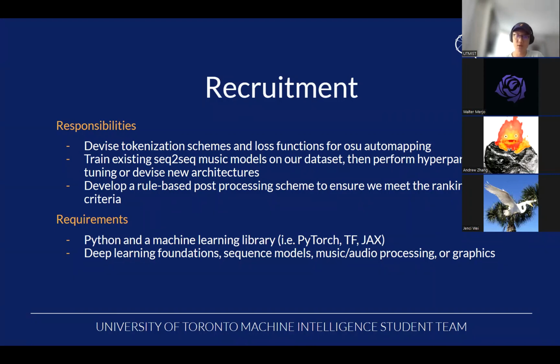Several requirements for the developers of this project. We do expect Python and proficiency in machine learning libraries like PyTorch, TensorFlow, and JAX. Since most of the sequence-to-sequence models we're using are actually written in JAX, it is a good bonus if you have experience working with that framework. And of course, we also expect you to have deep learning foundations. It will be great if you have experience with sequence-to-sequence models, audio processing, or even some graphics design for the beat map generation.